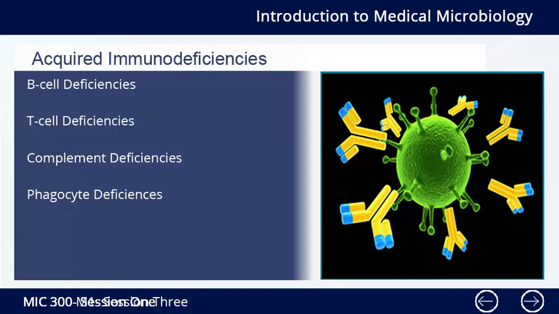Phagocyte deficiency can also be in two forms. Firstly, neutropenia. Secondly, chronic fatigue syndrome, that is chronic fatigue immune dysfunction syndrome.